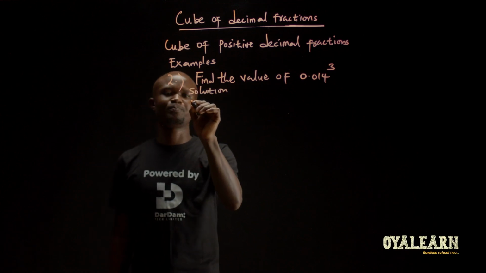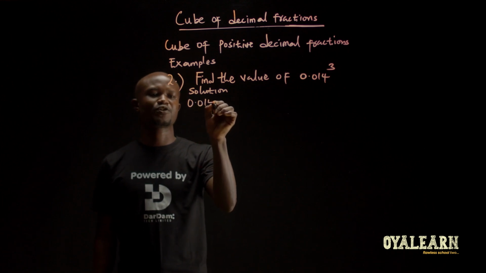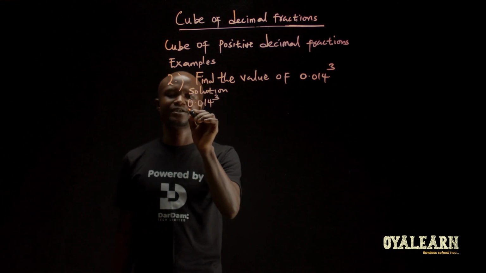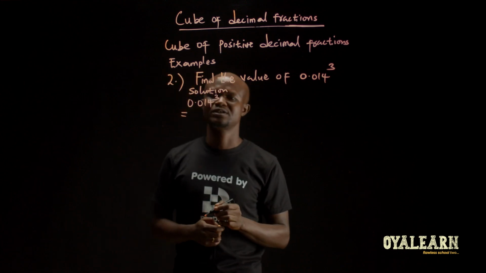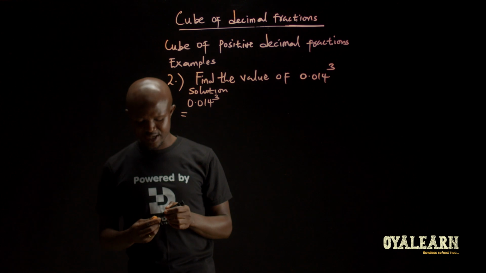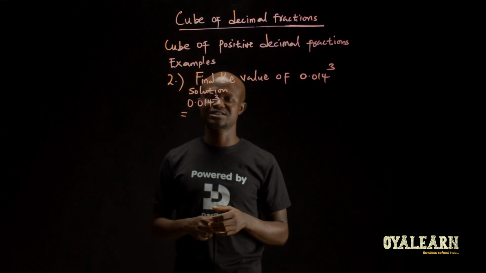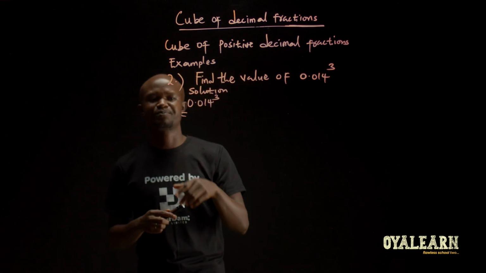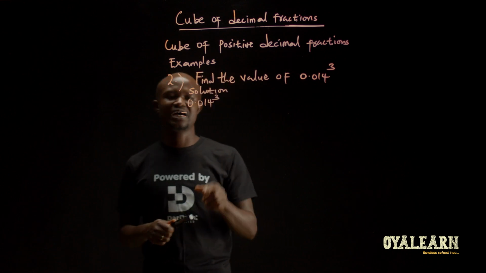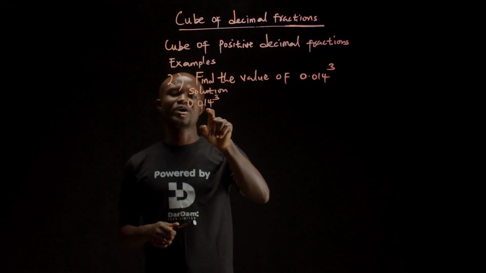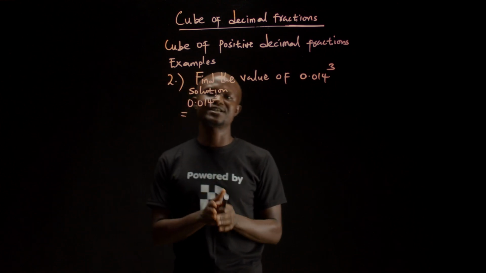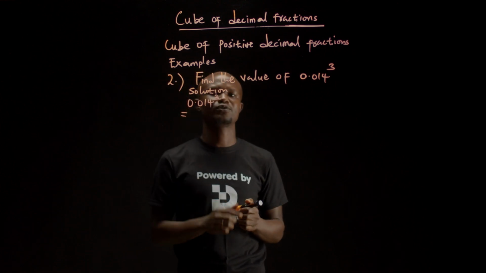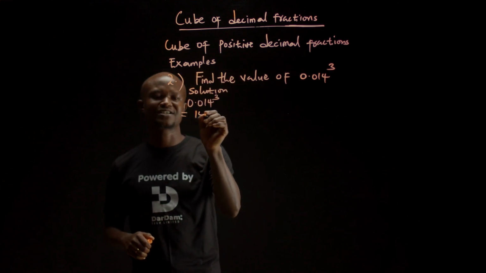We have 0.014 raised to the power of 3. We can express 0.014 as a proper fraction. That's the first thing to do. We can express it as a proper fraction. And look, we have 14 here. The two digits we have here are 14. So we write that one first.